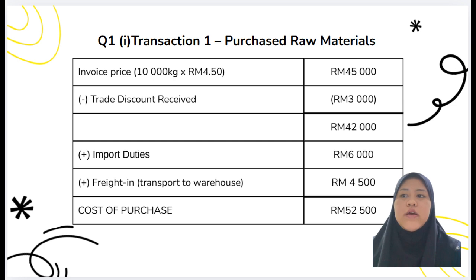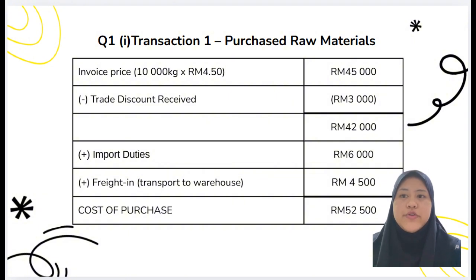For the first question and first Roman, cost of purchase, the total cost of inventories for the 10,000 kg of cement powder purchased by Brightview on 1st March 2025. Based on transaction 1, purchase raw material, my calculation is like this. I calculate the invoice price, which is 10,000 kg, multiplied by 4.50, the cost of cement powder per kilogram, and I got 45,000. I deduct the trade discount received, which is 3,000, and I got 42,000.